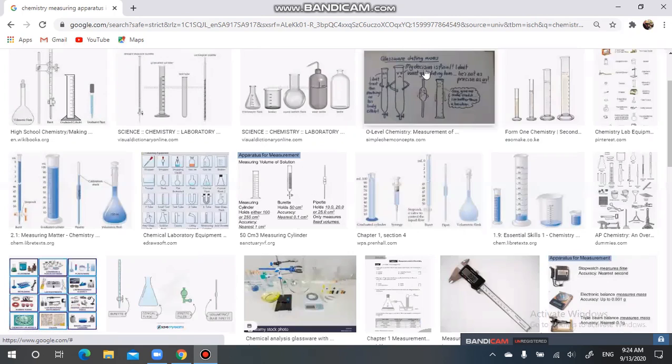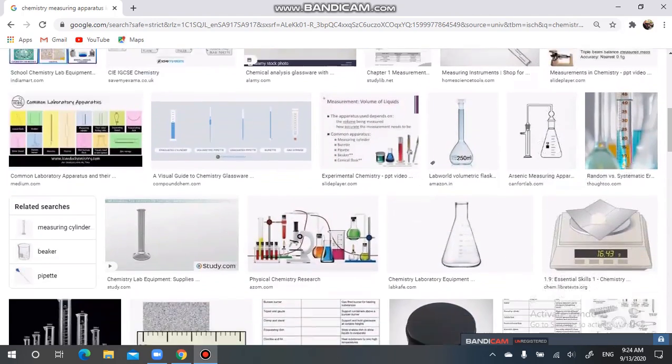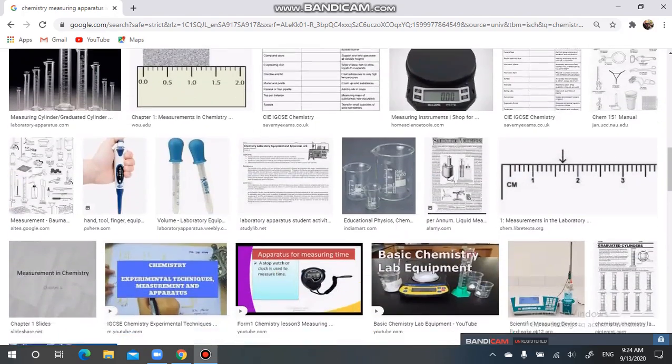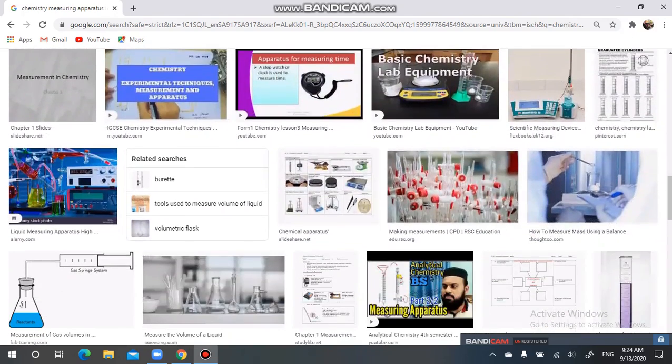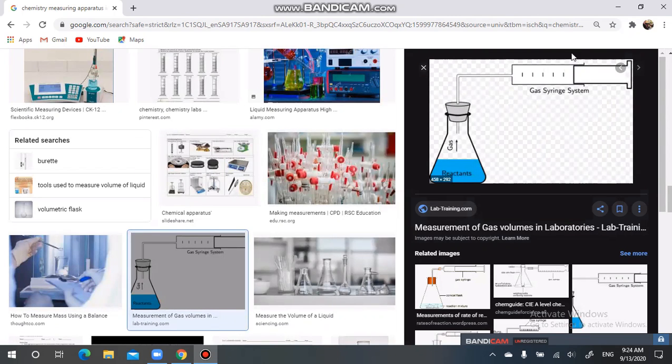Now let's move to how can we measure the volume of a gas? We can measure the volume of a gas using a gas syringe. A gas syringe, like this one, which is used in injection.